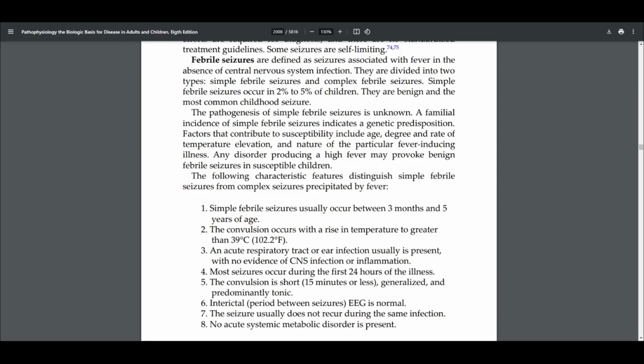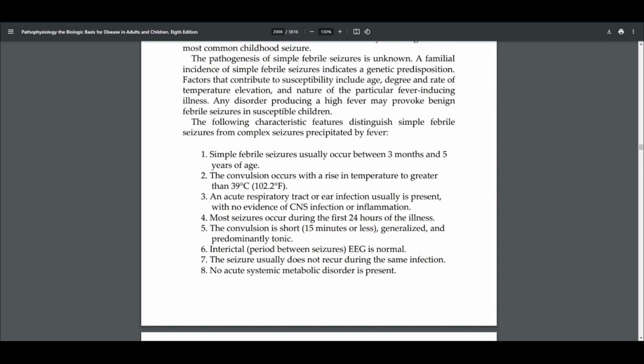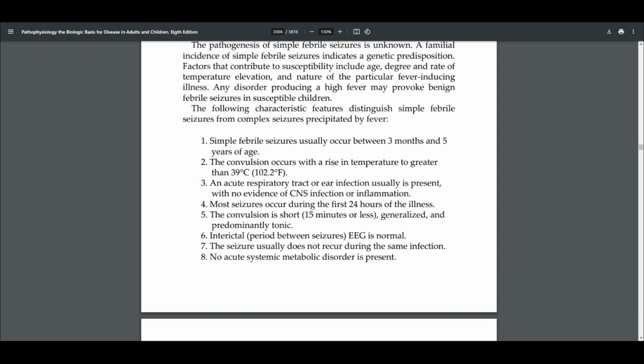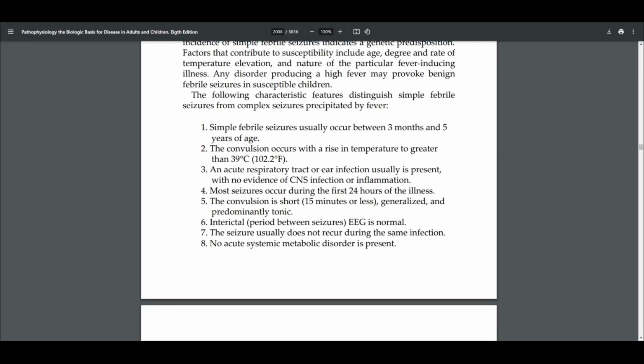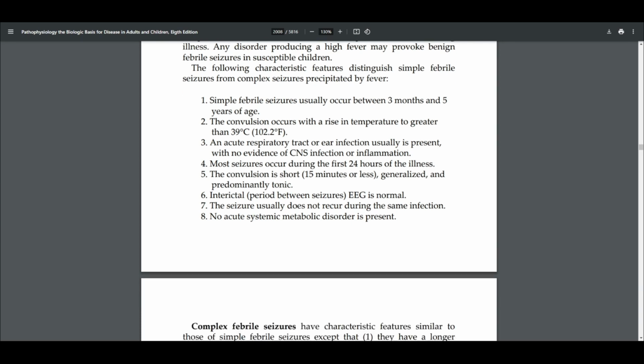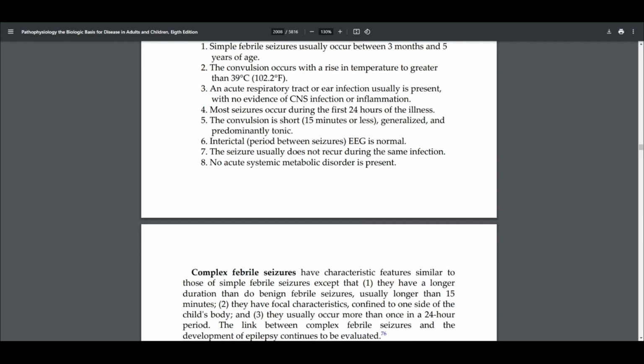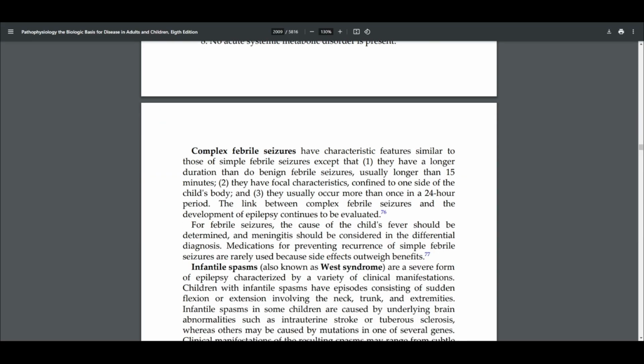The following characteristics distinguish simple febrile seizures from complex seizures precipitated by a fever. Simple febrile seizures usually occur between 3 months and 5 years of age. The convulsion occurs with a rise in temperature to greater than 39 degrees Celsius. An acute respiratory tract or ear infection usually is present, with no evidence of CNS infection or inflammation. Most seizures occur within the first 24 hours of the illness. The convulsion is usually short, 15 minutes or less, generalized, and predominantly tonic. Interictal EEG is normal. The seizure usually does not recur during the same infection, and no acute systemic metabolic disorder is present.